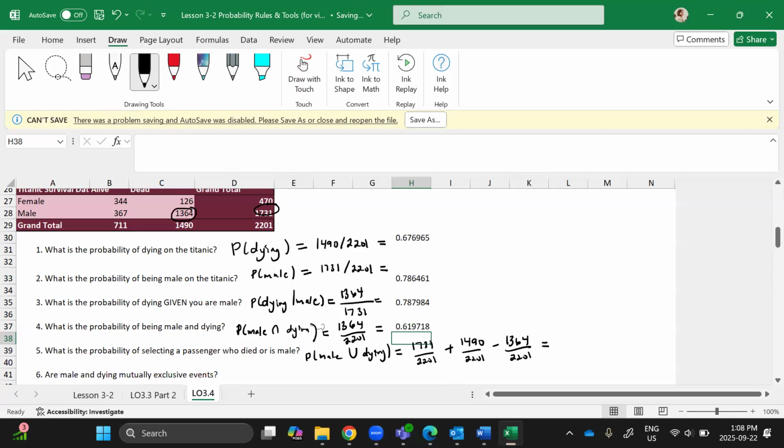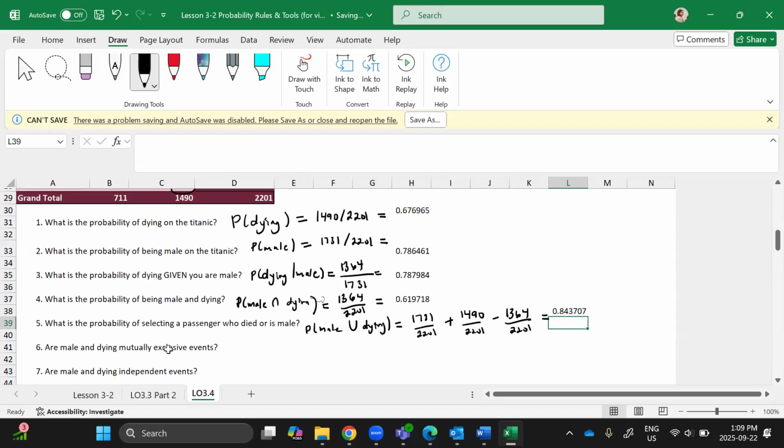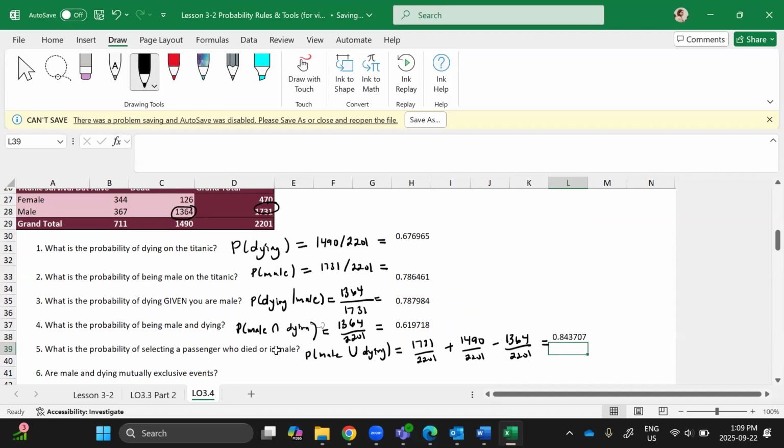So this is still using the full addition rule, which says characteristic 1 plus characteristic 2 minus where they both happen together. Using the rules for adding and subtracting fractions, really all you need to do is add the tops and then divide by the number on the bottom, since the number on the bottom is always the same. And that's about 84%.